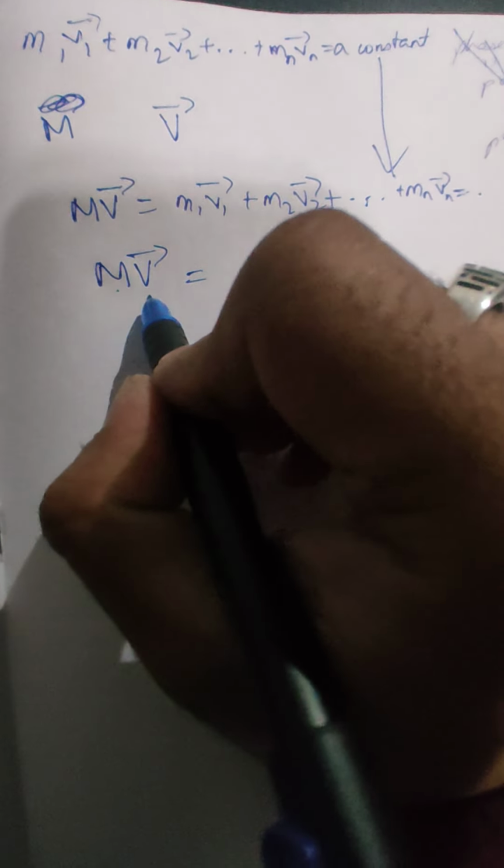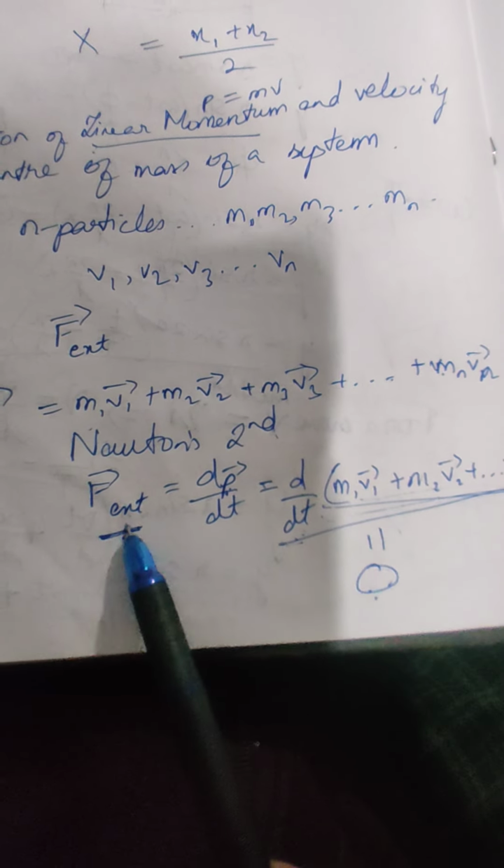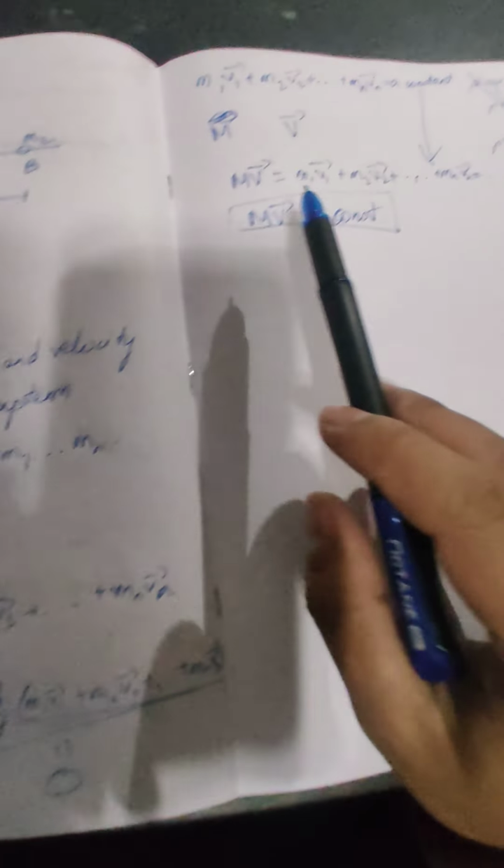Since this is a constant value if no external force acts on the system, MV, the total mass and the total velocity, means that the total linear momentum is constant, right? If no external force acts on the system. So that will give our statement for linear momentum. Conservation of linear momentum states that in an isolated system, meaning there is no external force acting on the system, the momentum of the system will be constant.